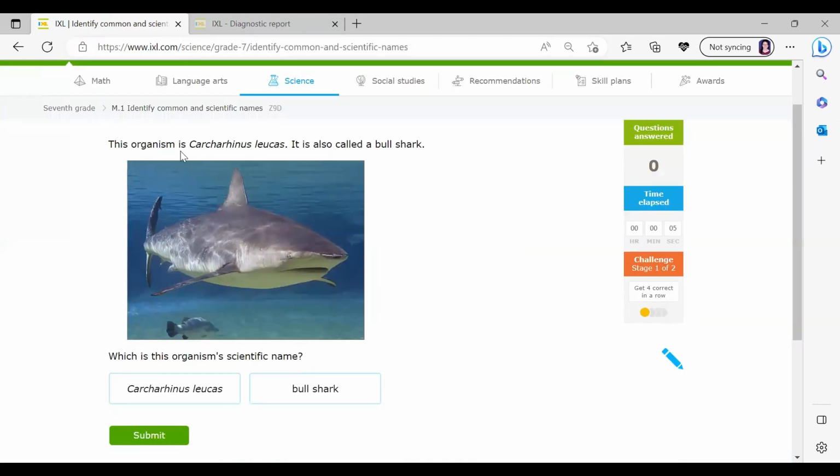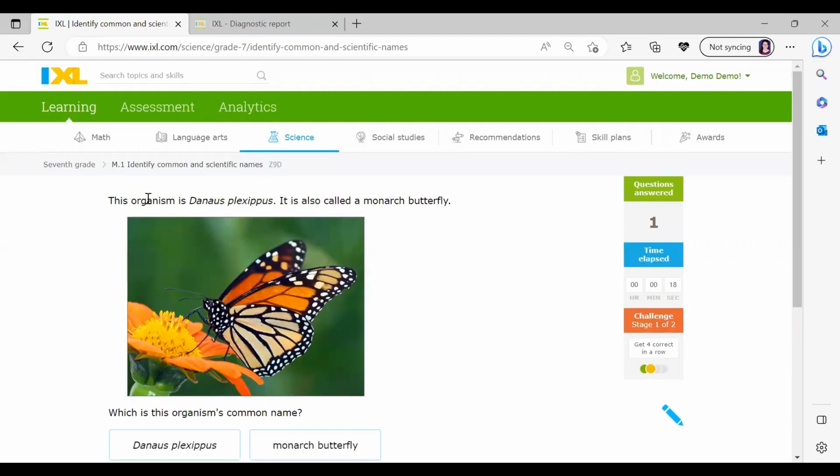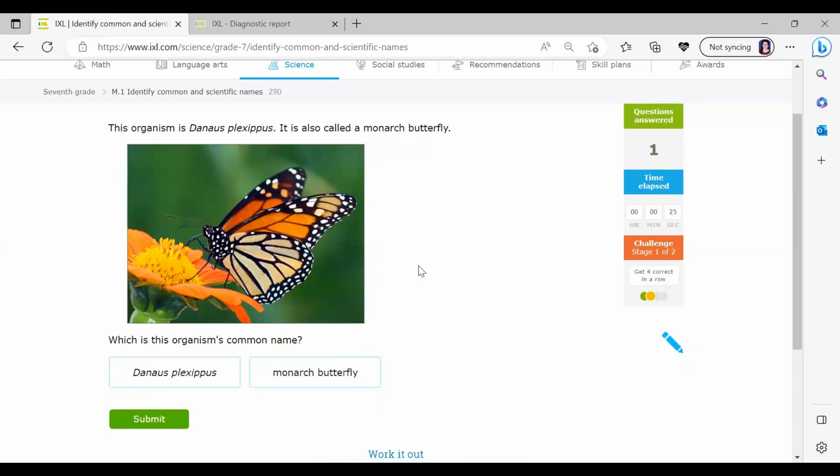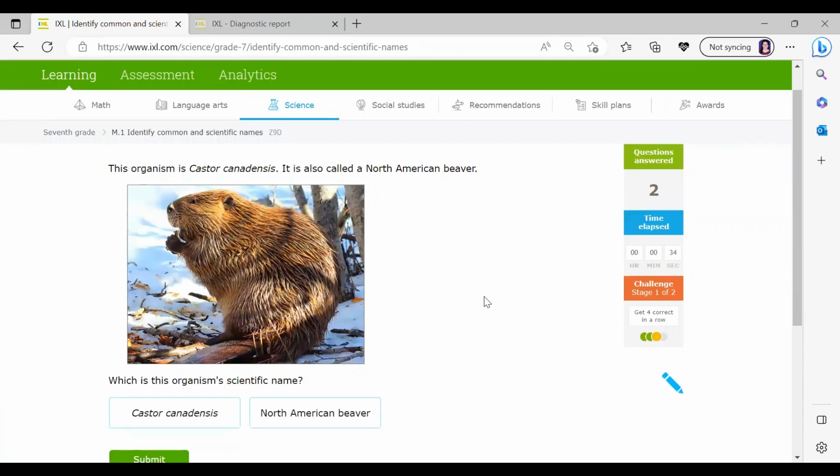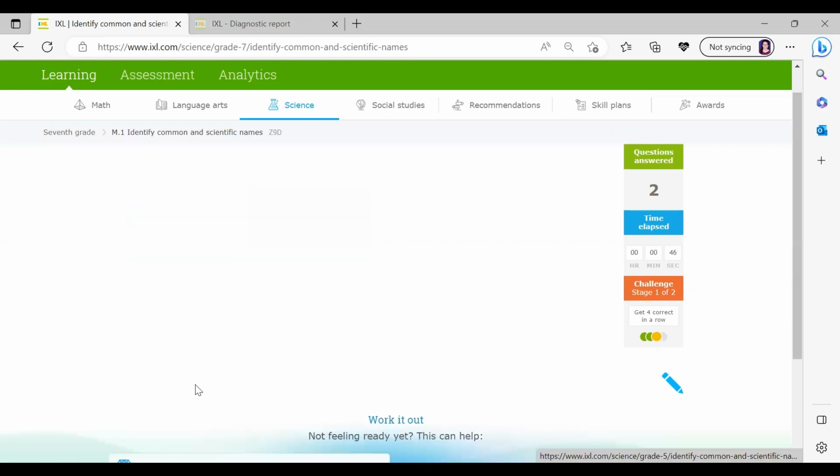This organism is this. This is called a bull shark, which is the organism's scientific name. I think this one. This organism is this. It is called a monarch butterfly. What is this organism's common name? Monarch butterfly. Okay, this organism is this. It is also called a North American beaver. So what is the organism's scientific name? So it's this one. Okay, let me find more.